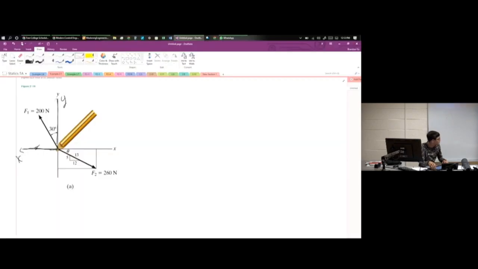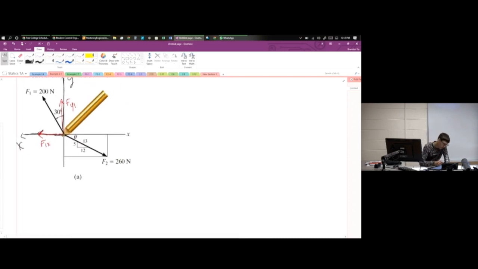So I can break this apart into its F1 of x and F1 of y values, right? And when we add these two together, it should still equal our F1 at that 30 degree from the y-axis value. So we can say that F1 of x will equal negative 200, and then I should have either a cosine or sine of that 30 degree angle.